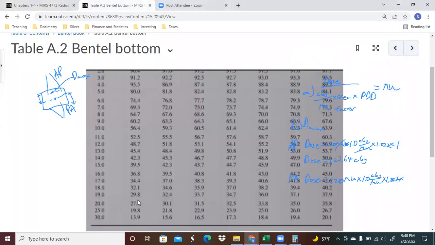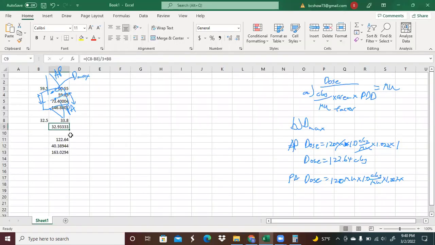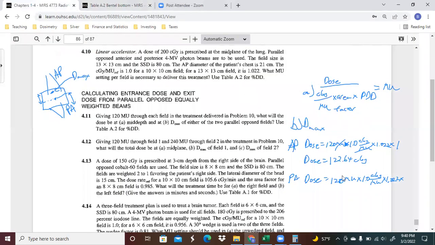If I go here and look, this is the column for the 12 by 12, and this is the column for the 15 by 15. If I interpolate, basically go a third of the way from 32.5 over to 33.8, I'll save you a little time here. You come up with 32.9333. So let's go back here. And right there, I'm going to be adding in 32.9333. And of course, that gets changed to a decimal.